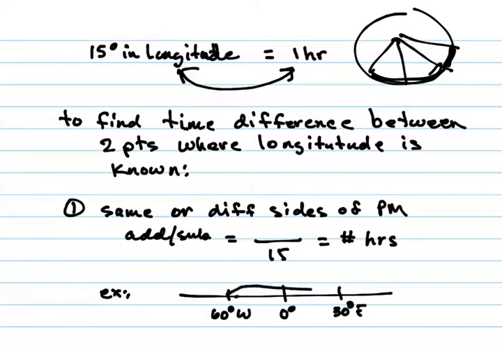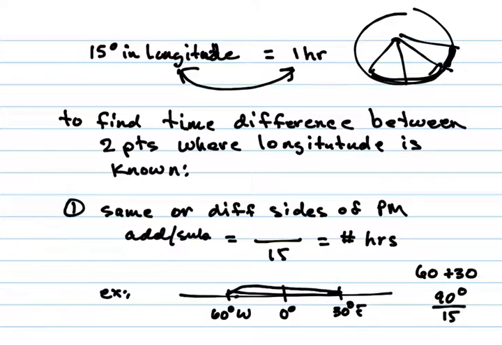Do they cross the prime meridian? Are they on opposite sides of the prime meridian? Yes. Therefore, I will add them. Okay? So I'm going to take 60 plus 30, which gives me 90. And that means that the total angular distance there is 90 degrees. If that's the case, then every 15 degrees is 1 hour. So all I have to do is divide that 90 degrees by 15.